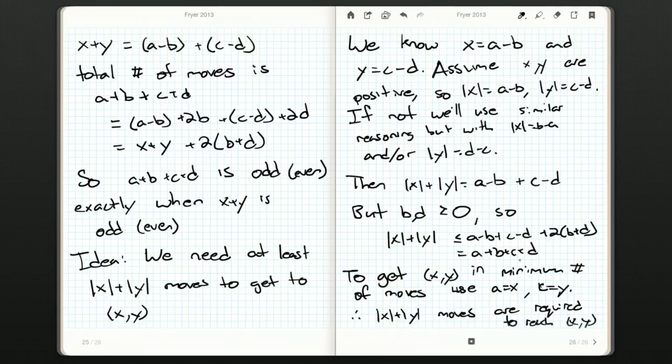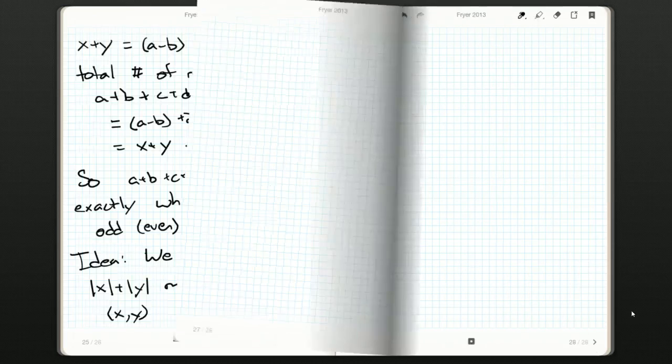So in this case, where we assumed x and y were positive, we let a just be the value of x and c be the value of y. If x had been positive and y had been negative, we'd let a be x and d be y. But the point is, these will give us the same number, the right number of moves, and we will exactly reach x and y. No more explanation needed there.